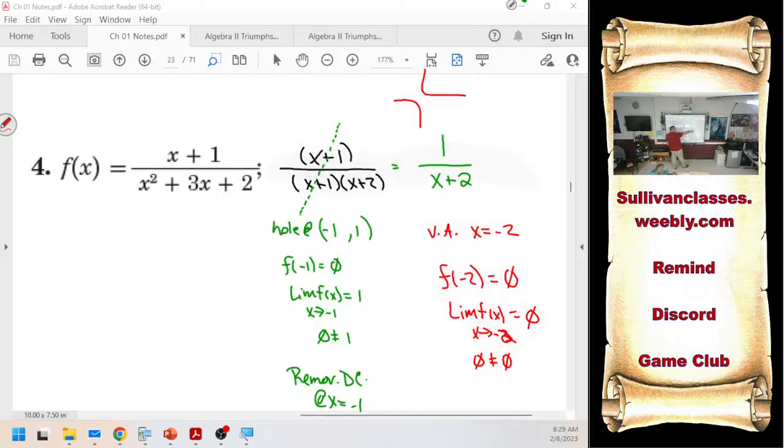No. X is -2 was what type of feature? This guy was a hole, so I said removable. This guy was an asymptote, so I say infinite. This is what we mean by, if I just say, identify any points of discontinuity. You don't have to do anything else other than know what the function looks like.